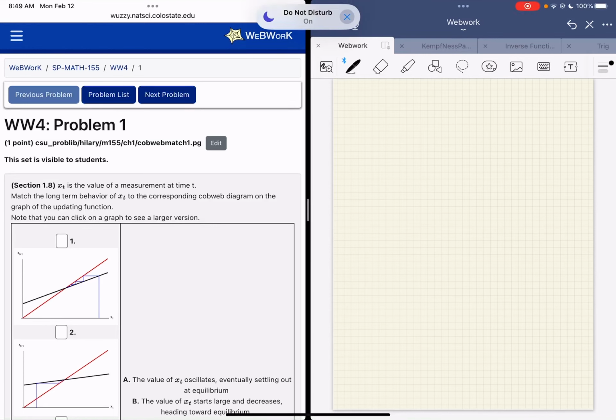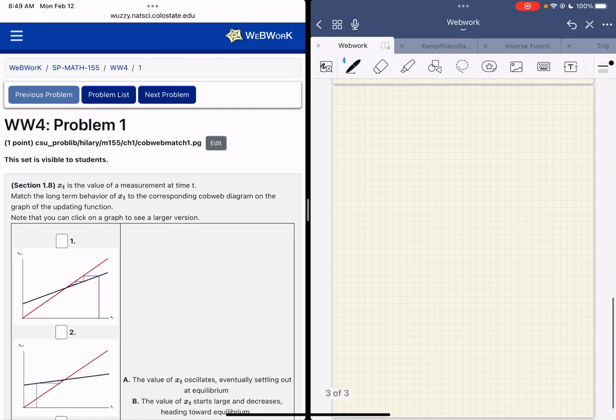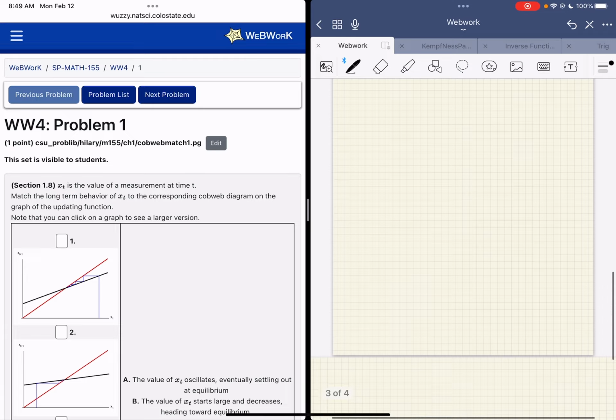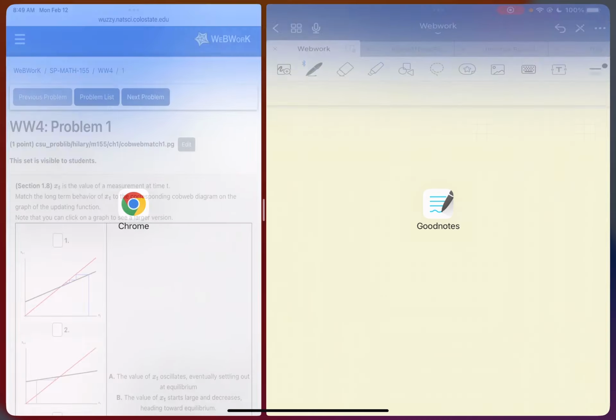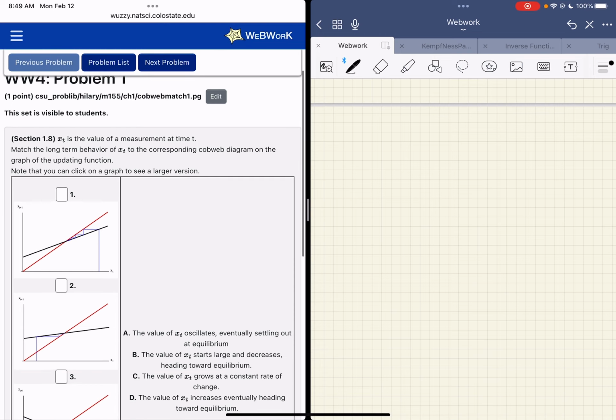Right, let's go ahead and run through Webwork 4. So x sub t is the value of a measurement at time t. Match the long-term behavior of x sub t to the corresponding cobweb diagram. All right, so I'm going to make another video talking about cobwebs in detail. So for this, I'm going to go over what the answers are and very briefly talk about why, but for more in-depth stuff, find another video.